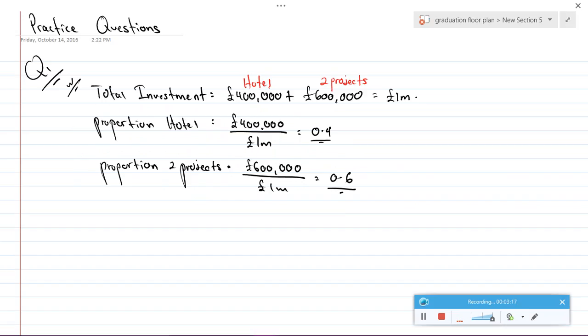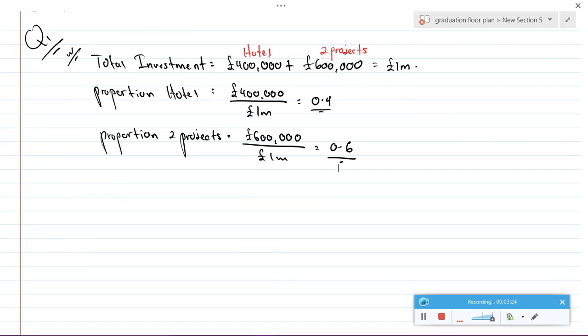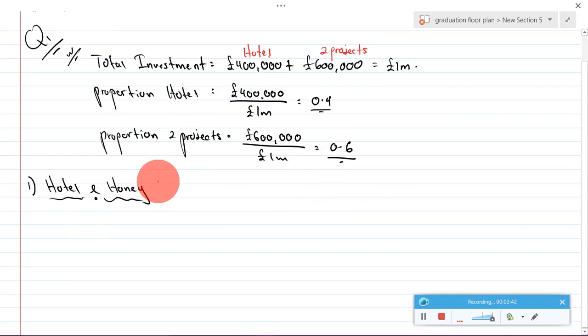Now our first portfolio calculation is going to be for hotel and honey. Hotel and honey, which the proportion is going to be 40% and 60%. Proportion 40%, we just calculated 40% and 60%, 0.4, 0.6. Hotel 40%, honey 60%. Okay, very good.